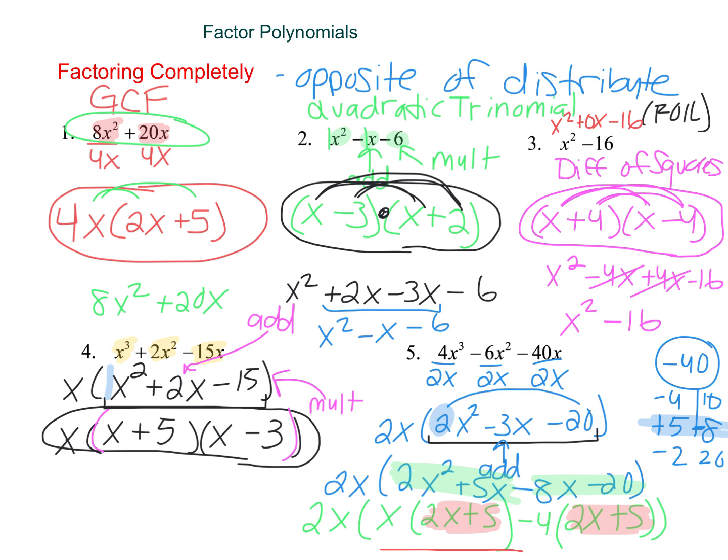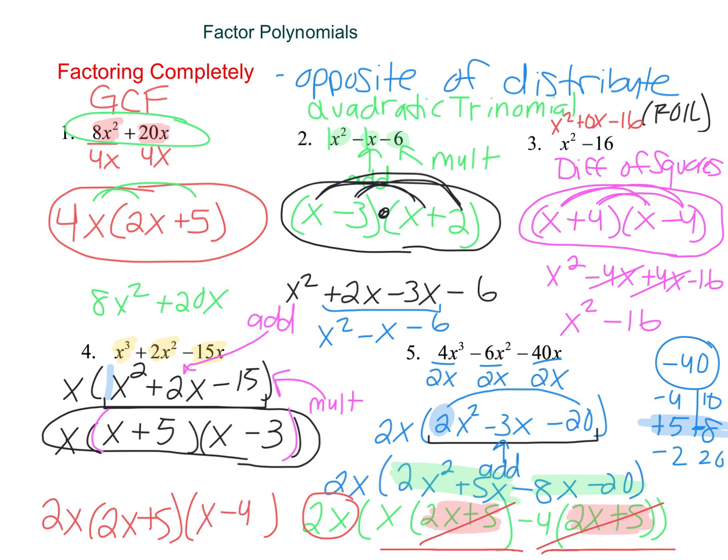So I look at group 1, I look at group 2, and I see what they have in common. This time they have an entire set of parentheses in common. So I'm going to take a 2x plus 5 away from each group. This 2x in the front is still in the front. And what's left that I haven't scratched off goes in the second set of parentheses. So I have an x and a minus 4 left. So here are my factors for number 5.